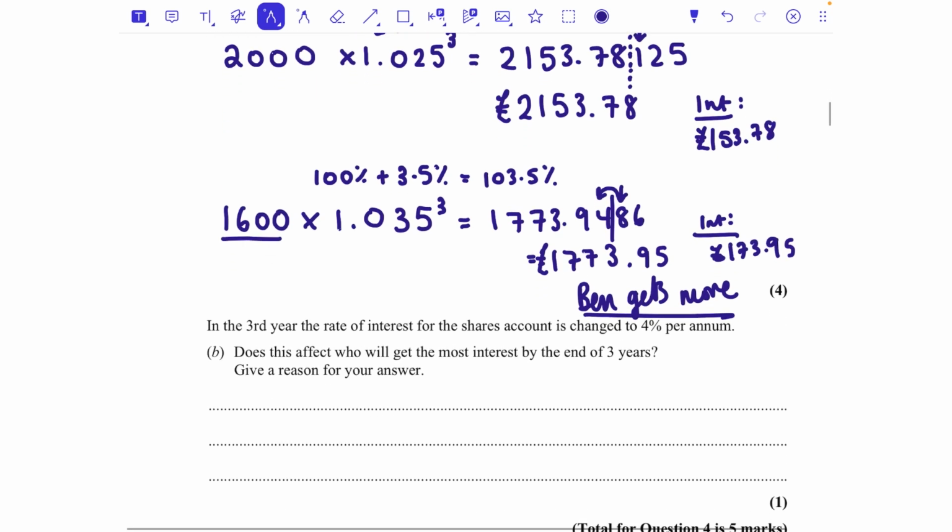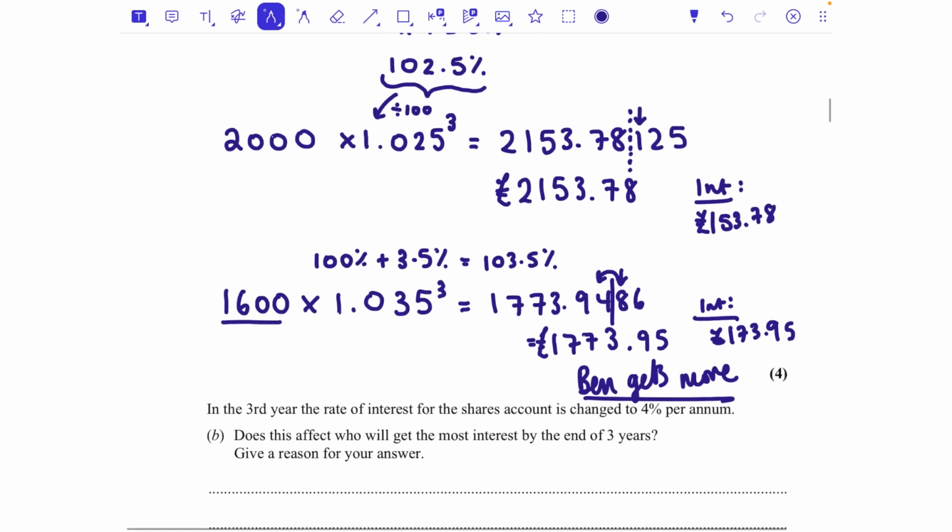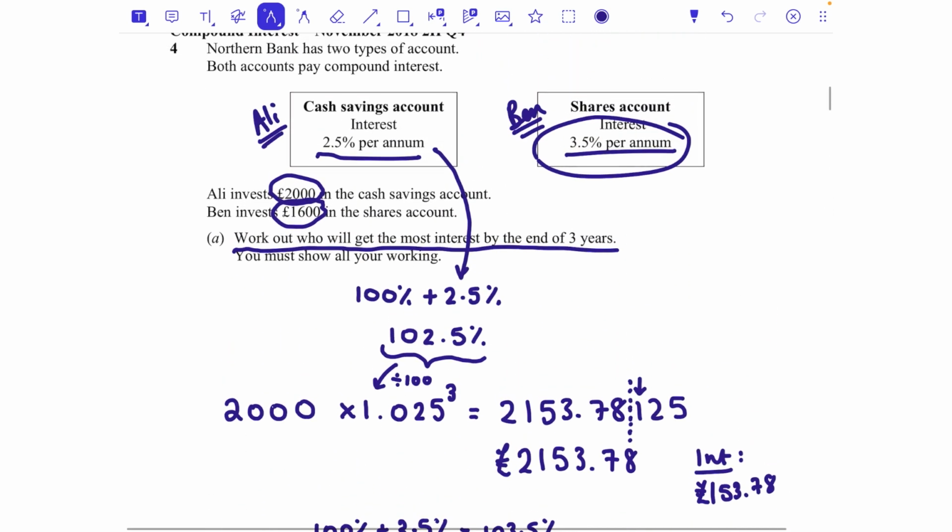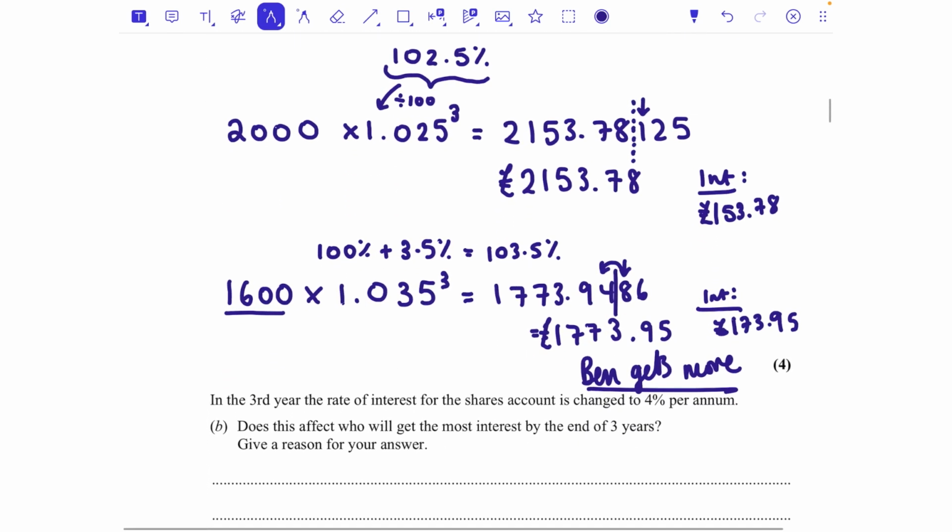In the third year, the rate of interest for the shares account is to be changed to 4% per annum. Does this affect who will get most interest by the end of 3 years? So the shares account was the account that Ben used. If his interest rate goes up, then he's going to get extra money in that third year. He's going to get more return on his investment. So actually, no, that's not going to affect our answer.